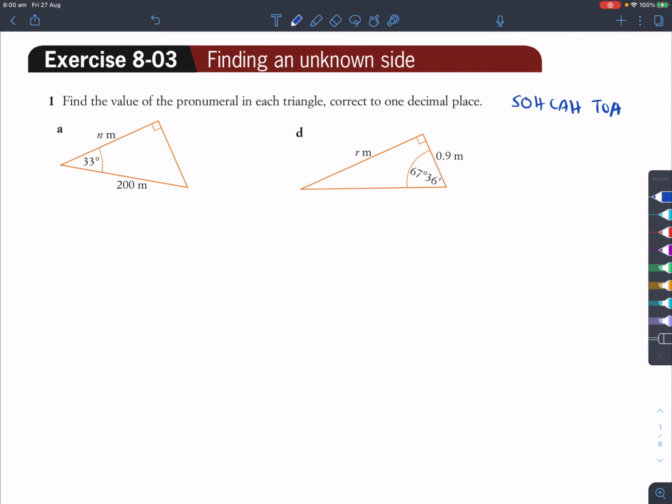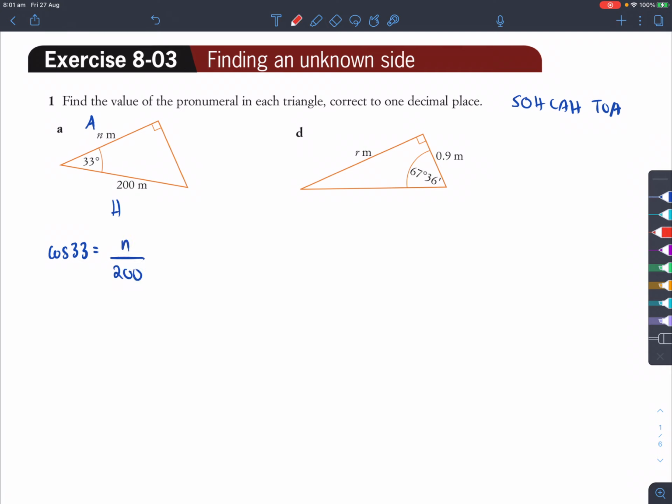So for the first example, find the value of the pronumeral in each triangle, correct to one decimal place. We've got our side, which is our hypotenuse, opposite the right angle, and that's 200 meters. And the side which is adjacent, or next to two of the angles, the 90-degree angle and the 33-degree angle, that is our adjacent side. So by looking at SOHCAHTOA, A and H is in the mnemonic CAH, and that represents cosine. So we're going to use cosine of 33 equal to adjacent, which is n, over hypotenuse, which is 200.